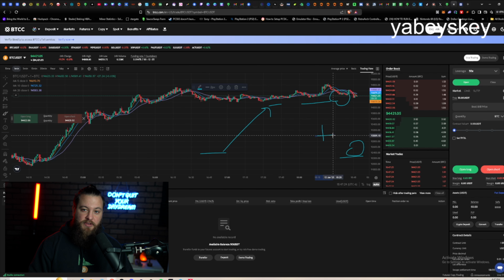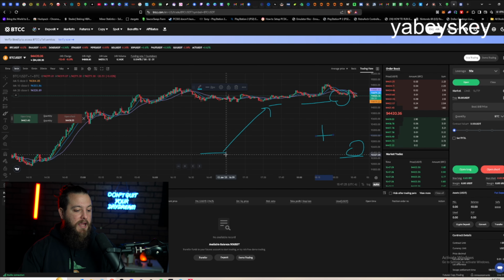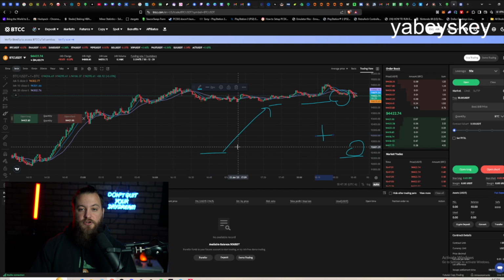If you've ever seen the movie The Big Short, you profit when the market goes down. And longing the market means you're betting that it goes up in price. You buy low and you sell high.